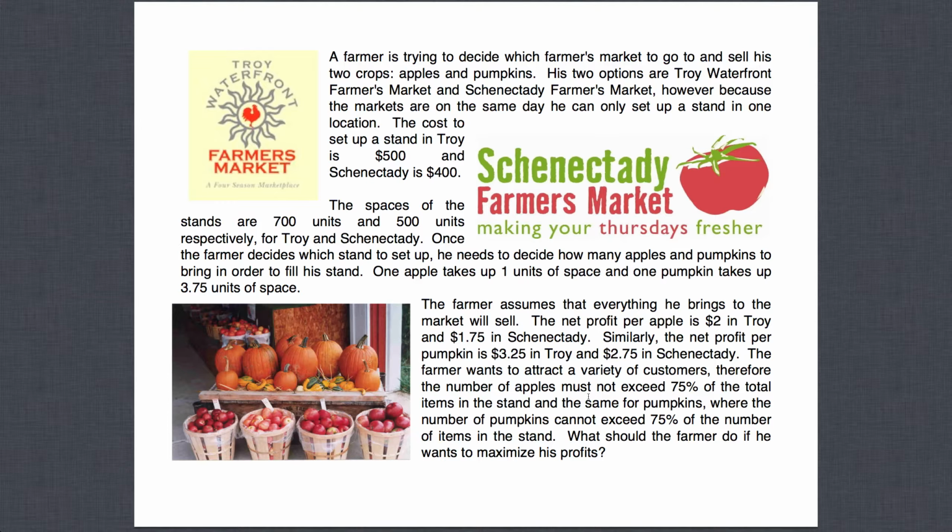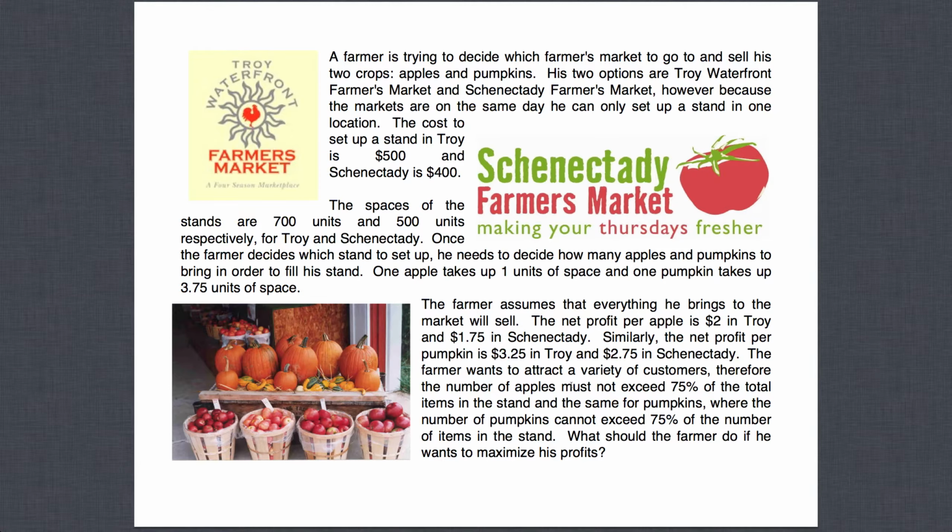He can't just sell one product. He must sell apples and pumpkins. Therefore, we constrain it to say that of the items in his stand, you cannot have more apples than 75% of the number of items, and similarly for pumpkins. Here, the farmer wants to maximize his profits.